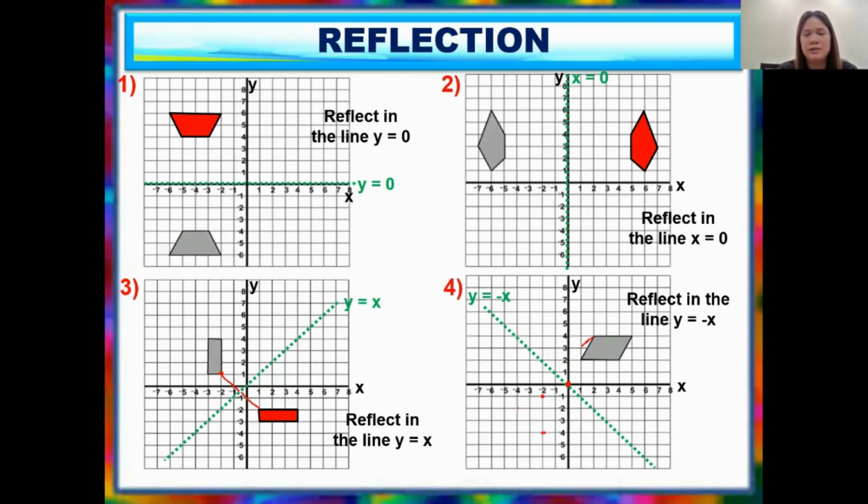And from this point, you're going to have 1, 2, 3, 4, 5. So you will count also here 1, 2, 3, 4, 5. So now connect these vertices, then you will have the shape.